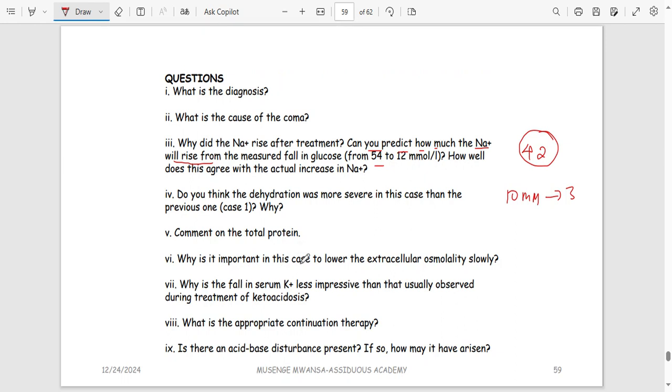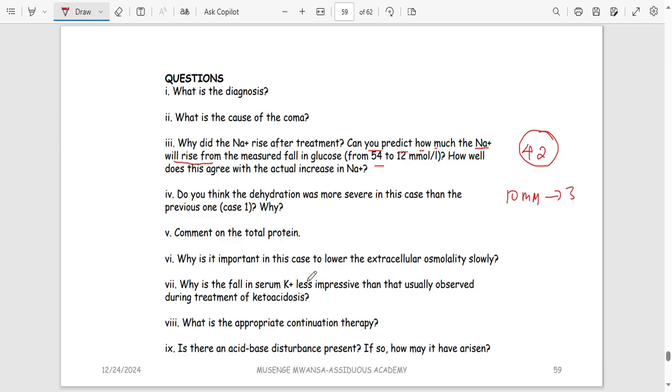Why is it important in this case to lower the extracellular osmolarity slowly? Why should we lower the ECF concentration slowly? And we said that is to prevent cerebral edema. We shouldn't do it very quickly. So we want to prevent edema of the brain.